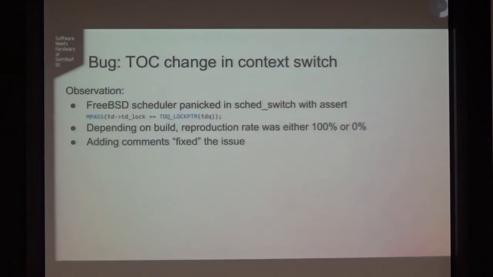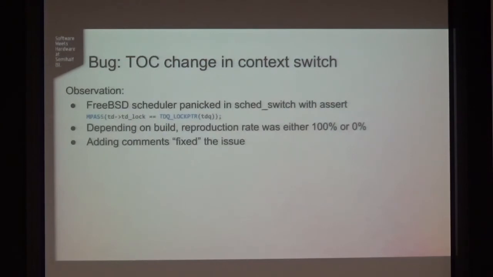This is the first one we were fighting with. It took about three or four weeks. We had a very nice observation that in the scheduler switch routine, the kernel sometimes was panicking at the MPass routine, which checks if the lock pointer is valid. So just after the thread was activated on the CPU, the first thing the scheduler does is some sanity checks. And the first sanity check failed.